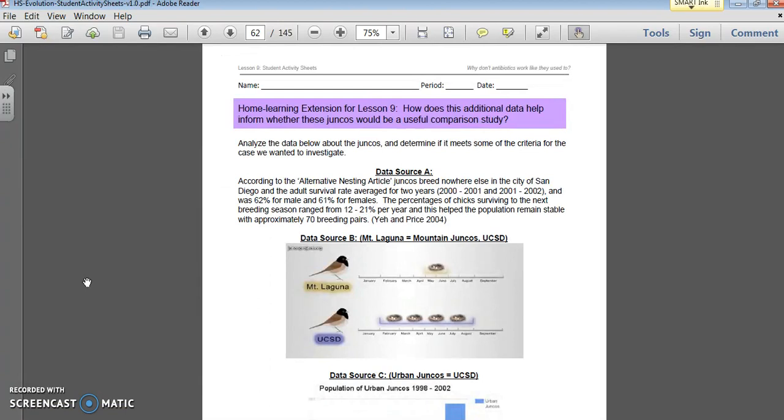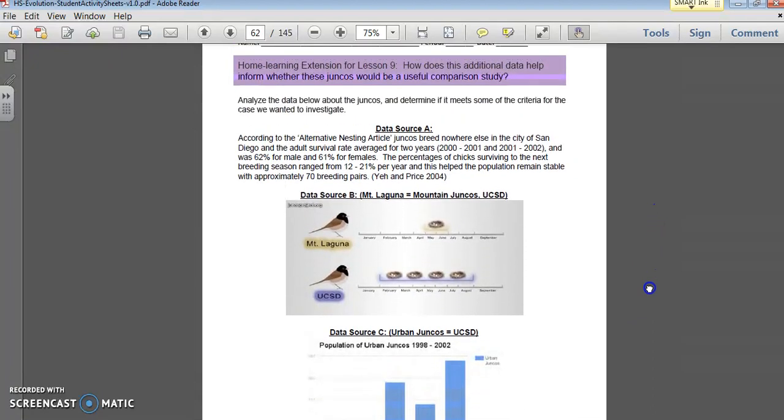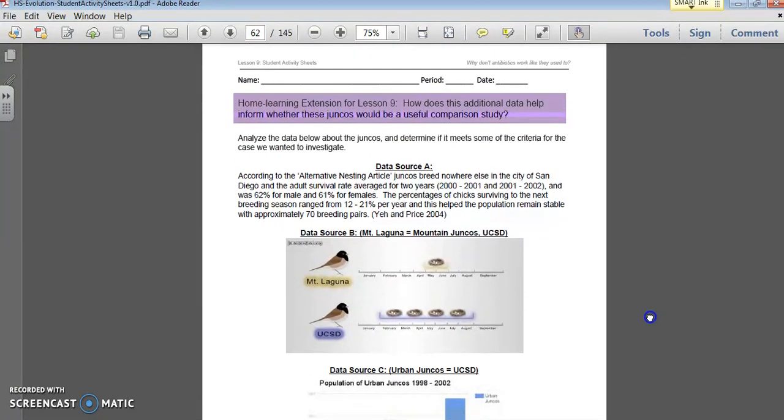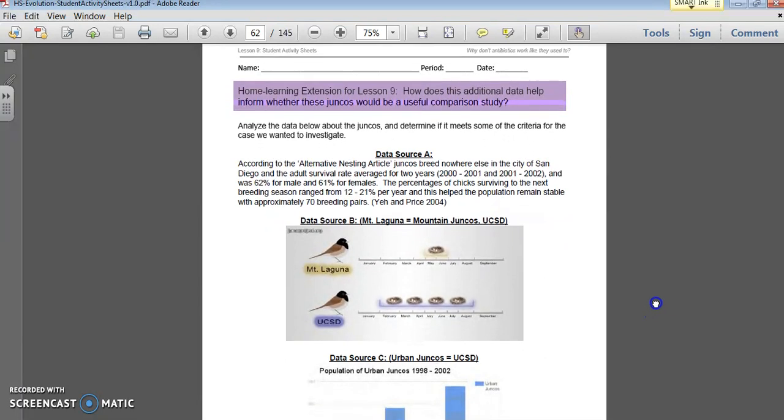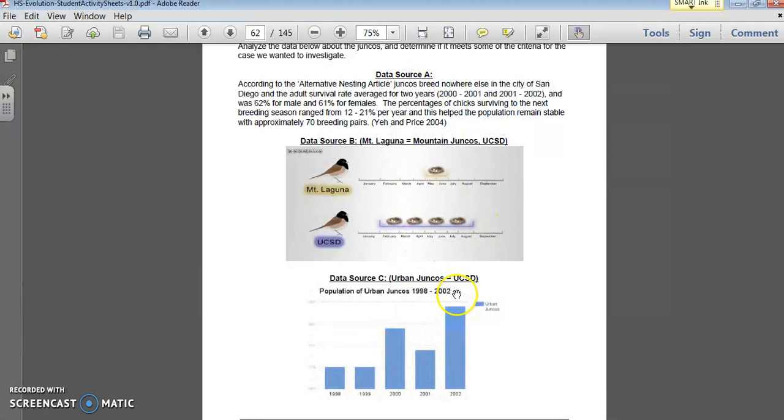All right, so now that you've found the student activity sheets, I want you to find page 62. It looks like this. And on page 62, you'll find some of these data sources. So we just read about the Juncos in Pamela Yeh's shortened article, and we're going to start comparing some data. Some of this they talked about in the video, like the breeding season, how we found that Mount Laguna's birds only breed for 2 months out of the year, but UCSD birds breed for like 7. So I want you to go ahead and find page 62.